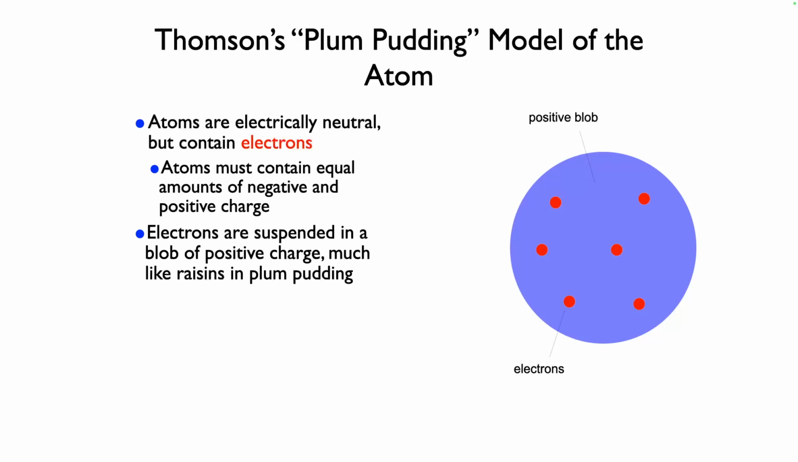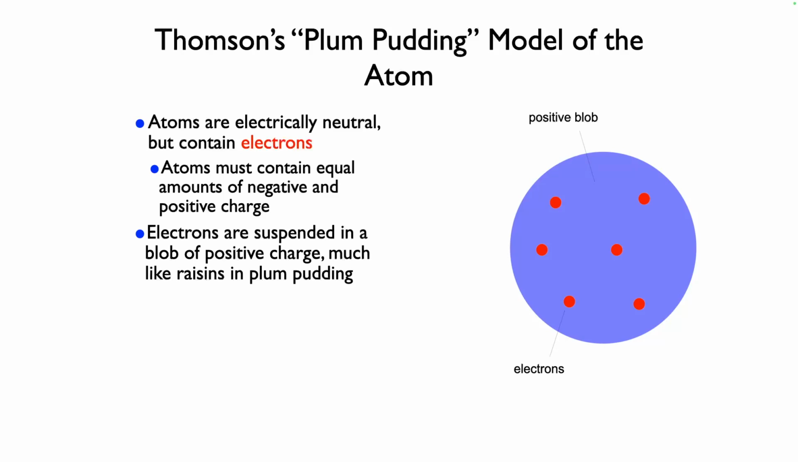This is his model. His model is positively charged goo, which is the pudding, and then electrons, like raisins in plum pudding, are these little negative bundles inside of this big gooey mess, right? That was his model of the atom.